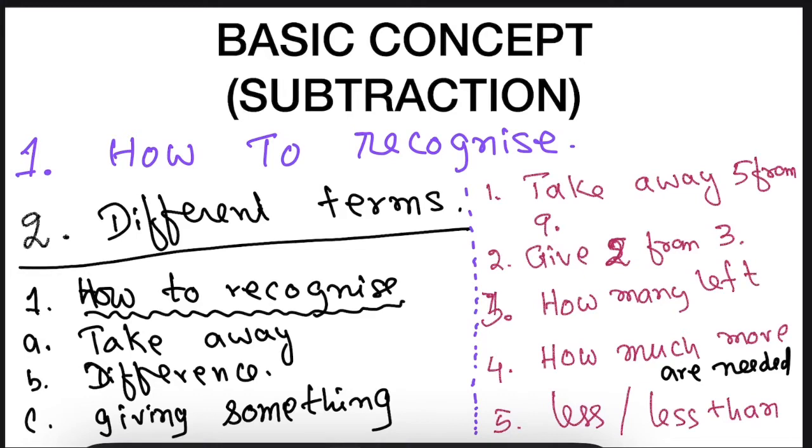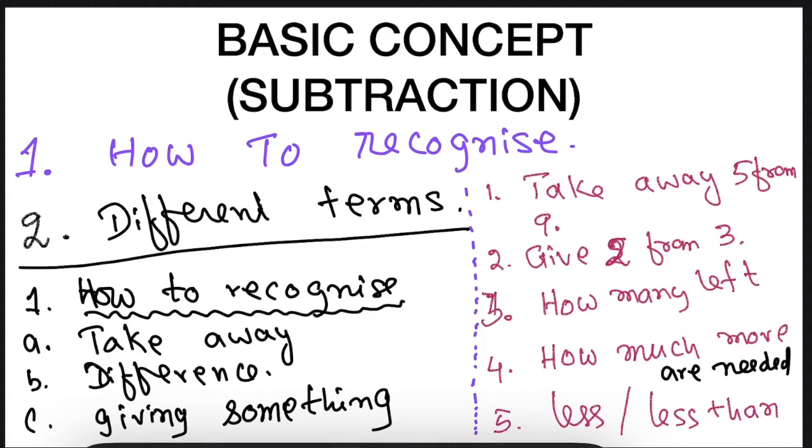Then second is what we have to know about the different terms, that is, terminology. Okay. First, how to recognize. First point is that if take away is there, then you can say that this is subtraction. Take away 6 from 8, if it is there.